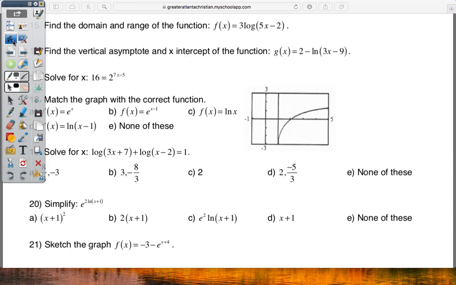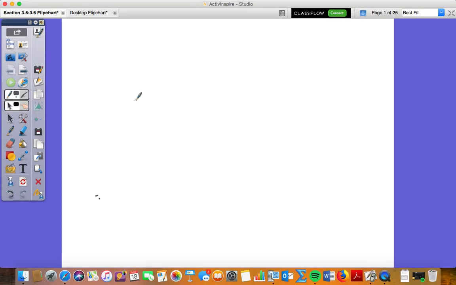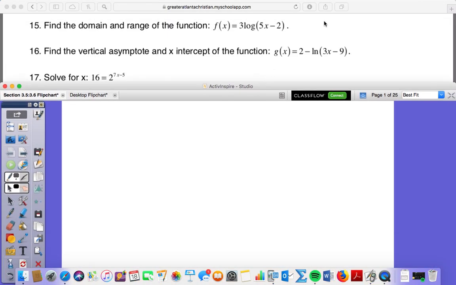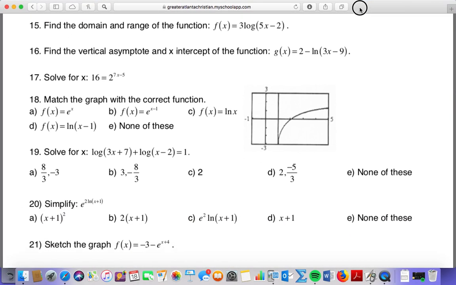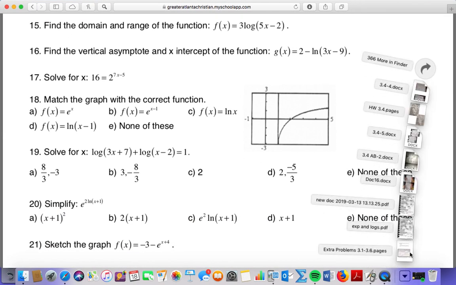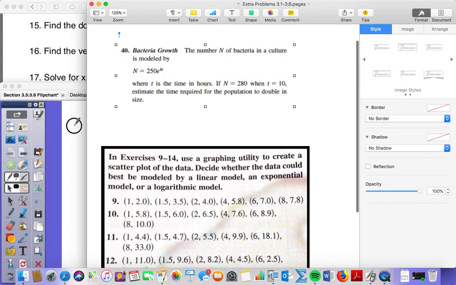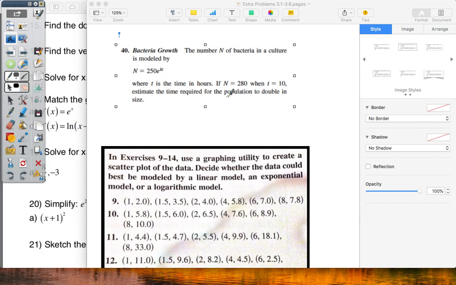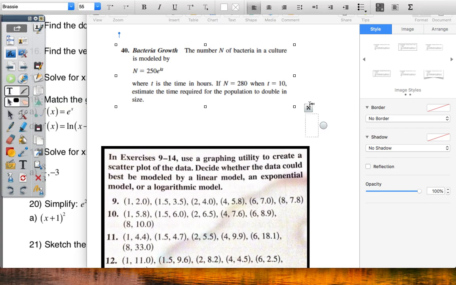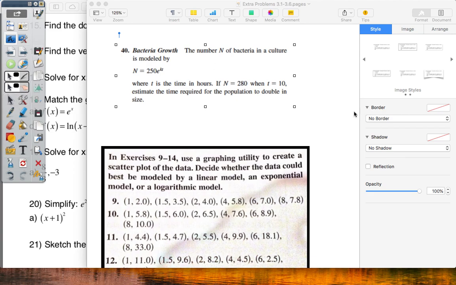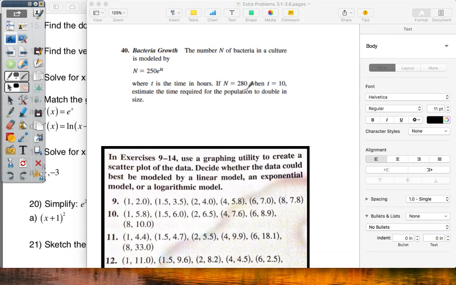Let's see here. Let me see if I can actually get this one here. It's here. Let me see it. It's this one. Let's see. Yeah, let me see this one here. Like number 40. You see that one, number 40?